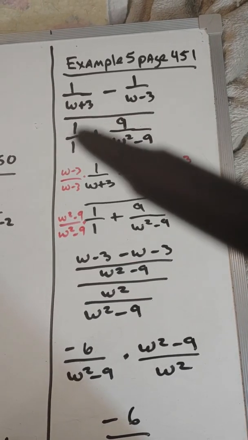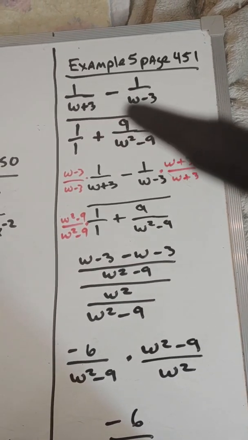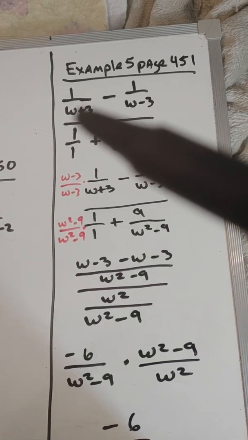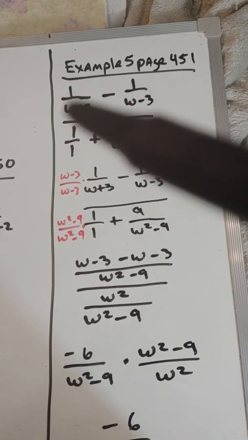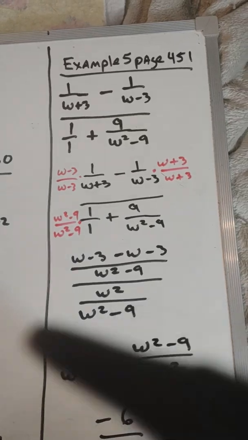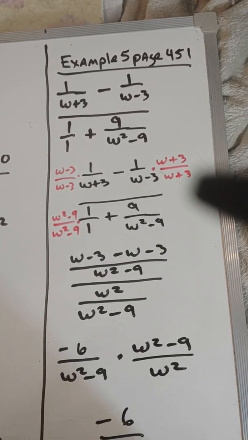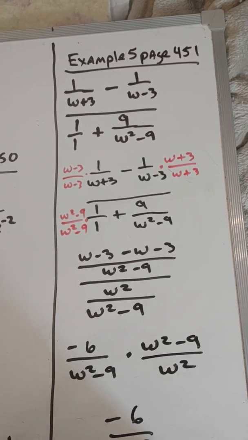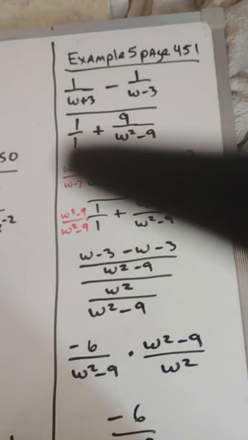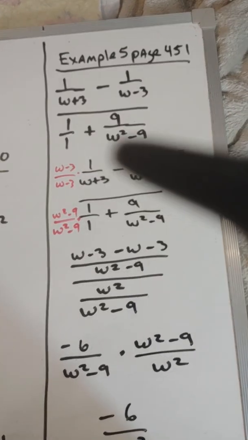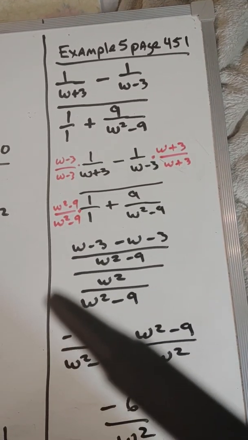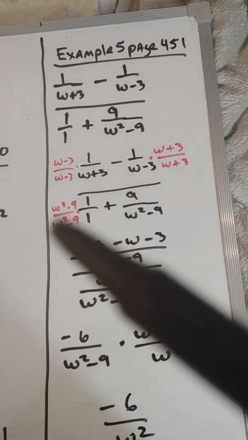So here, my least common denominator is w plus 3, w minus 3. So I need to multiply that fraction by w minus 3 over w minus 3. I need to multiply this fraction by w plus 3 over w plus 3. Here, I need w squared minus 9 on the bottom. So I multiply by w squared minus 9, top and bottom.